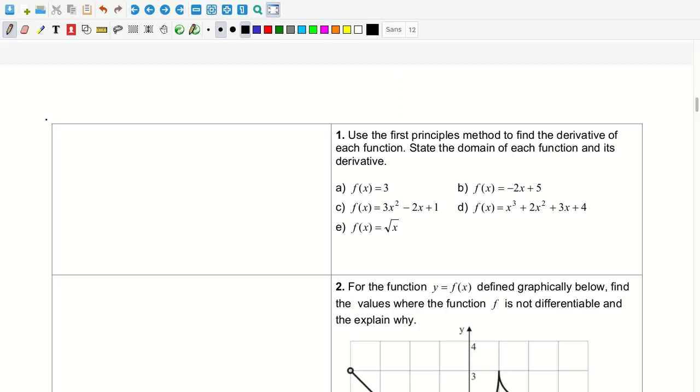I love this stuff. This is first principles. Now, first principles is a limit as h approaches 0. It's basically the derivative function, right? The derivative function. A limit as h approaches 0 of f of x plus h minus f at x over h.